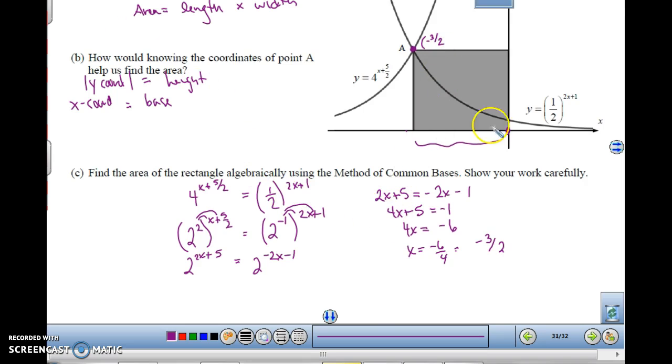All right, so if my x value is negative 3 over 2, that means the distance from here to here is going to be 3 over 2. Okay, because I go out this distance and then up. Now how do I find the y? Well, to find the y, I would plug into one of the equations. Does it matter which one? No. All right, so I'm going to take this one.